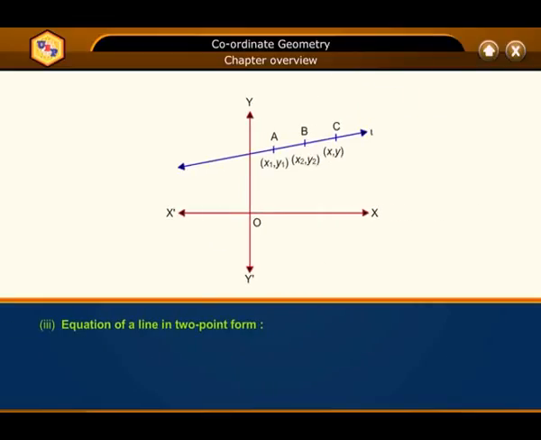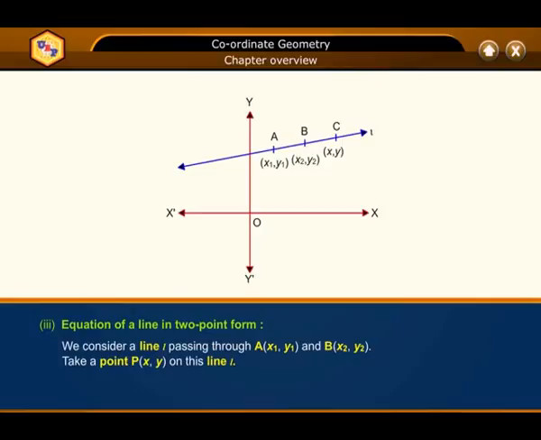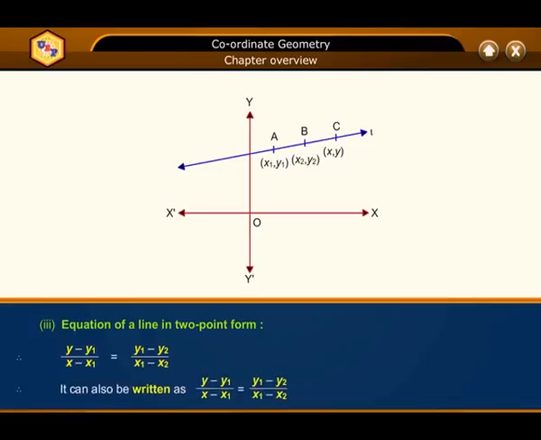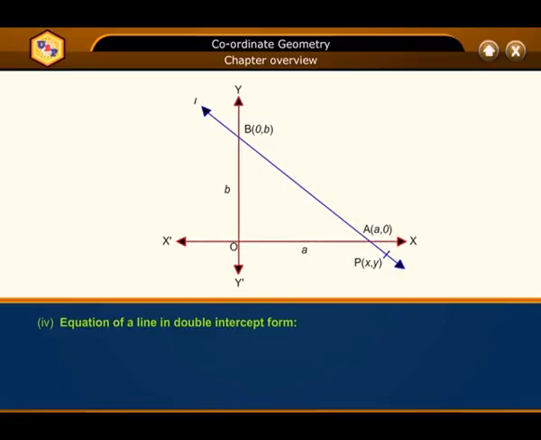Equation of a line in two-point form. We consider a line L passing through A(x1, y1) and B(x2, y2). Take a point P(x, y) on this line L. Slope of AP is equal to slope of AB. (y minus y1) by (x minus x1) is equal to (y1 minus y2) by (x1 minus x2). It can also be written in the same form.